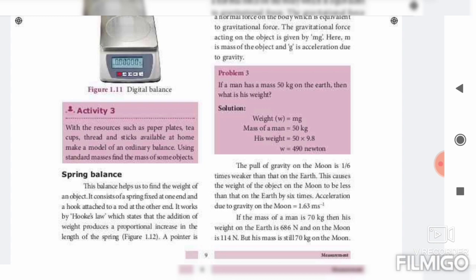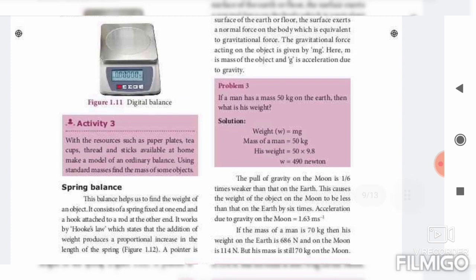Okay, then here is problem number 3. A man has a mass of 50 kilogram in the air. Then what is the weight? What is the formula for weight? What is given first? Mass is given. And the g value you already know, 9.8. That you should learn. So the formula for weight: W equal to m into g. Just multiply and write, you will get the answer.